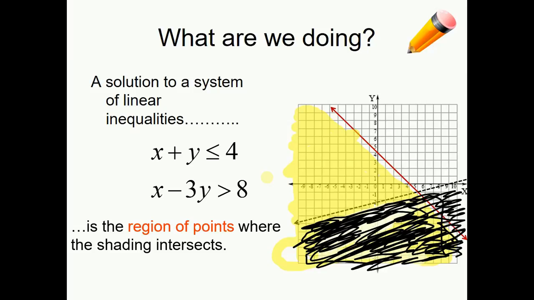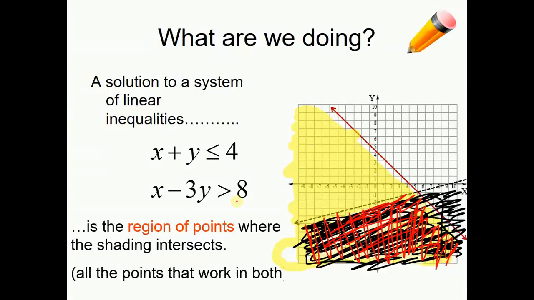It's where the two shadings intersect. And that would be about right here, right? Where you see how the black and the yellow are intersecting. That would be where my solutions lie. So if I pick the point (0, -3), that would work in both of my inequalities.